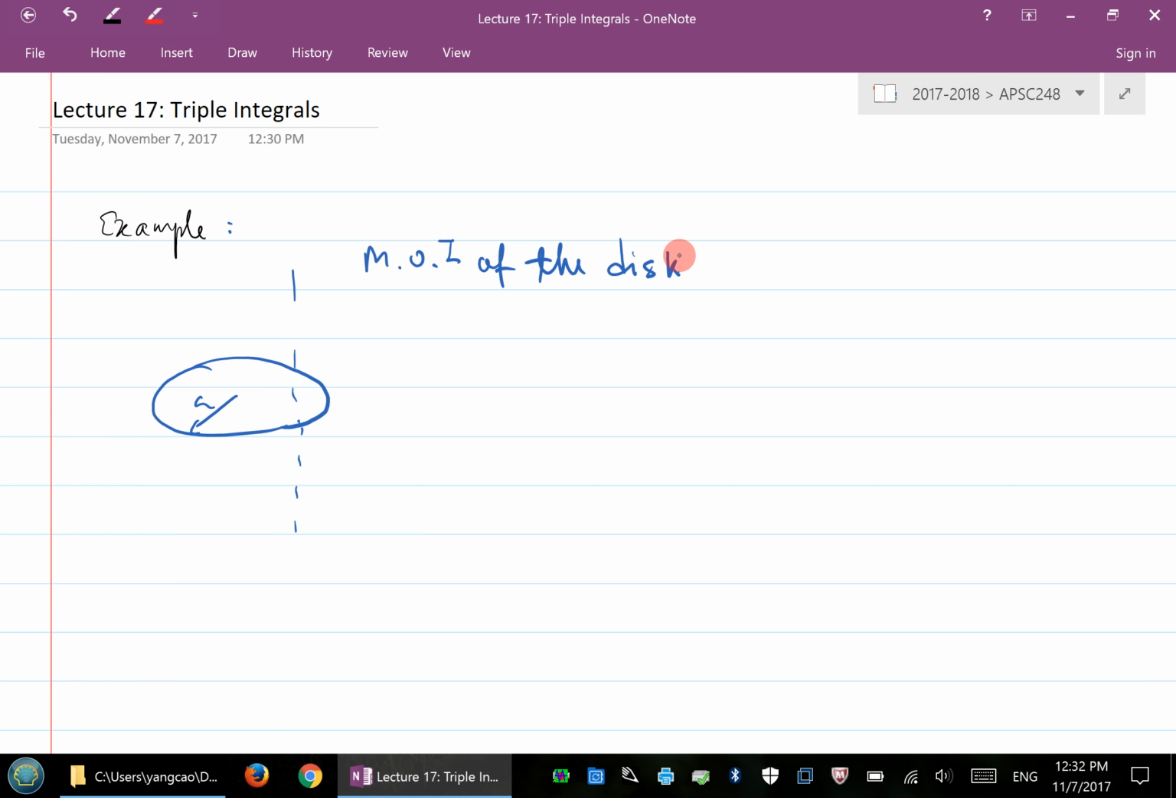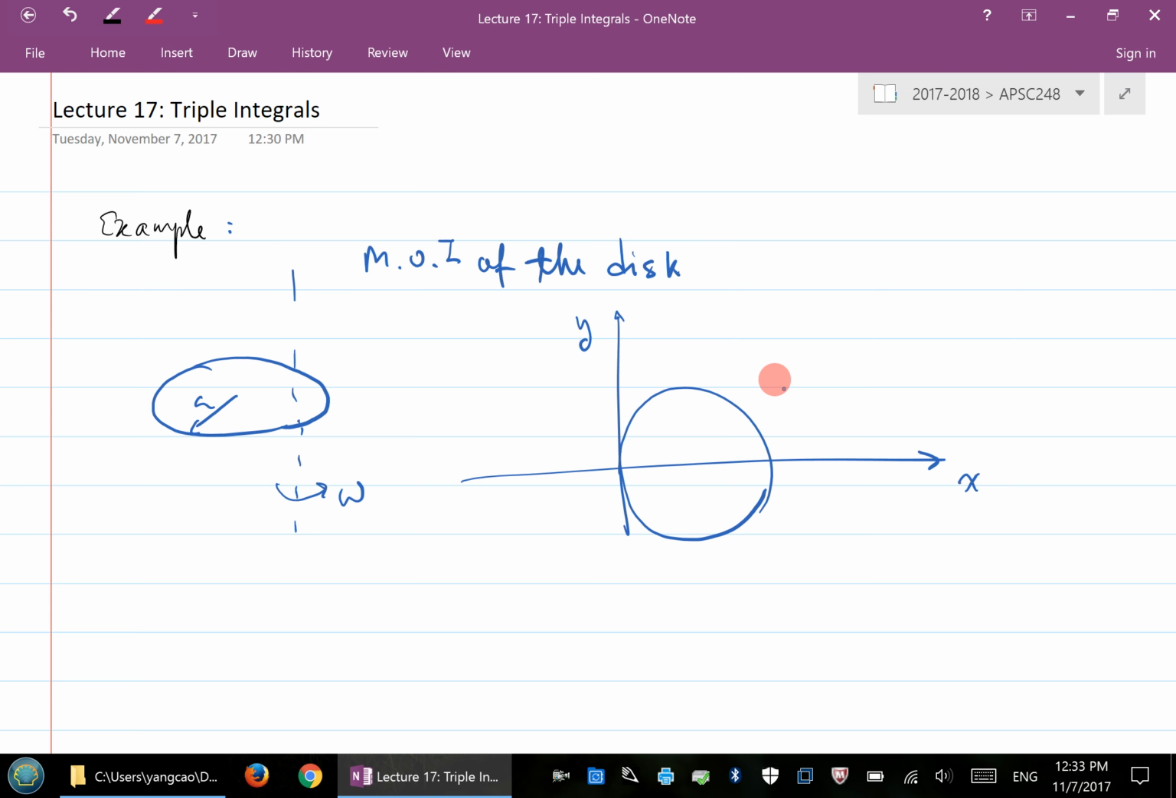Okay, so let's look at this example here. It's about finding the moment of inertia for the same disk, which is a circular disk with a radius of a. So we place the disk inside the coordinate system. Moment of inertia is always about the rotational axis. So this is the rotational axis here, and we place that rotational axis as the z-axis. So the disk will rotate about the z-axis.